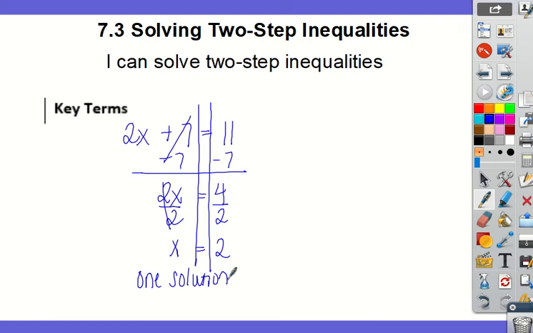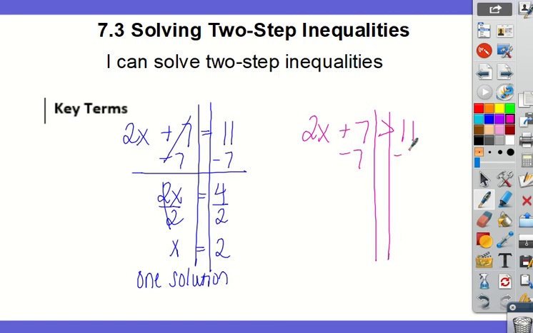Now, if I give you that same type of equation, but instead of an equation, I'm going to write it as an inequality. So I'm going to write it as 2x plus 7 is greater than 11. I'm going to solve it the same way, following my PEMDAS backwards. I cancel these out. 2x is greater than 4. I divide by 2, and now x is greater than 2.